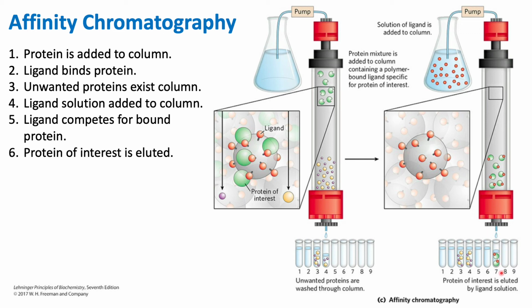Our protein of interest is now eluted. I'm going to go back one more time and discuss our example in which ATP was our ligand. Protein mixture was added, hexokinase binds to ATP, all the excess proteins are eluted, ATP solution is added, ATP solution competes for the hexokinase, it washes away hexokinase, and now we have our solution of hexokinase, our protein of interest. And that is affinity chromatography. It's based around the idea that specific ligands will bind to specific proteins.